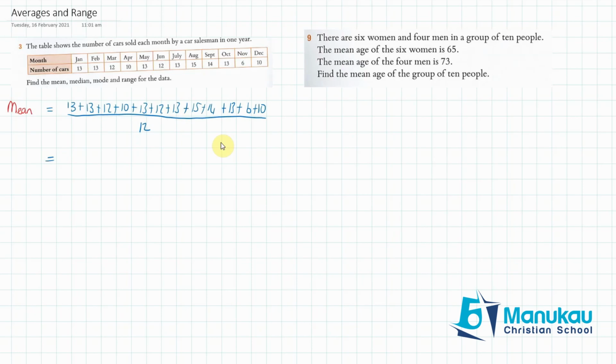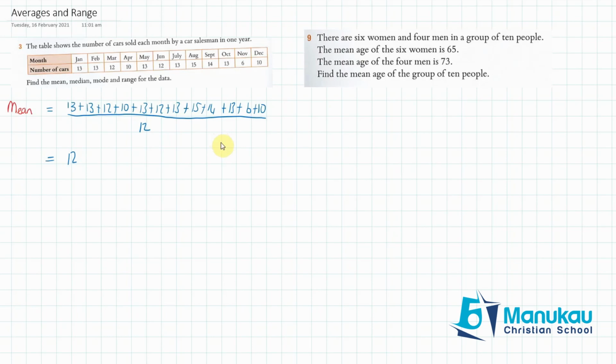So then I could quickly chuck this in the calculator, or potentially do it in my head. I'm just going to do calculator, because I'm lazy. Hopefully I'm going to get this right. Okay, I'm getting that it adds up to 144, which is nice. So 144 divided by 12 is 12. So the mean number of cars is 12 cars sold each month.